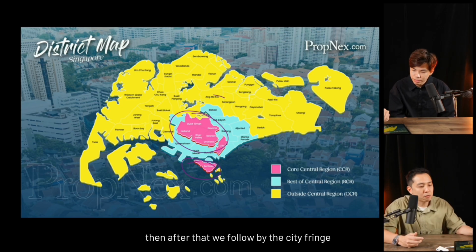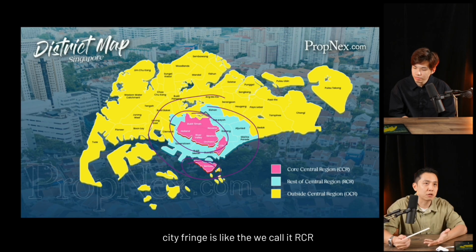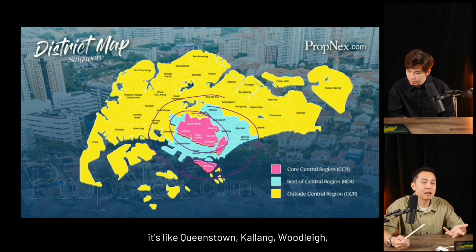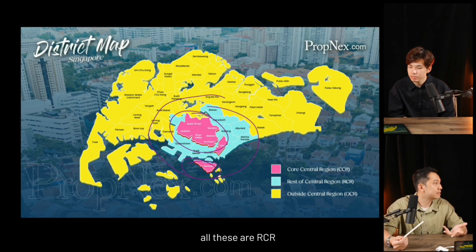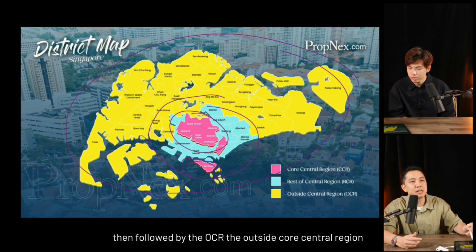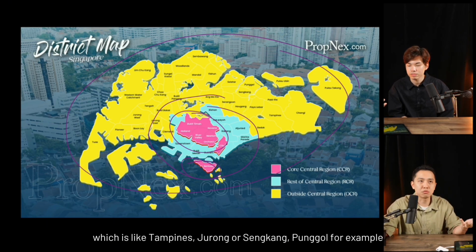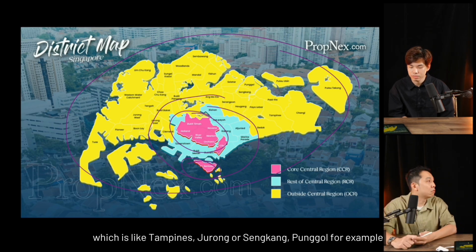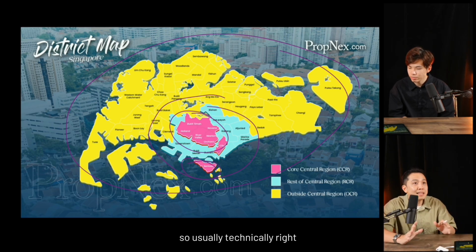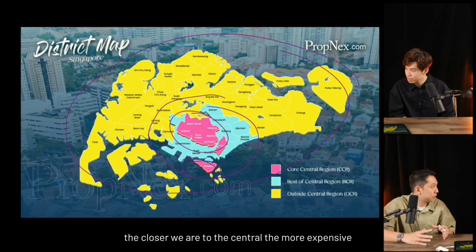Correct. Then after that, we follow by the city fringe. City fringe we call it RCR. It's like Queenstown, Kallang, Woodleigh, all these are RCR. Followed by the OCR, the outside core central region, which is like Tampines, Jurong, or Sengkang, Punggol, for example. So usually, technically, the closer we are to the central, the more expensive.